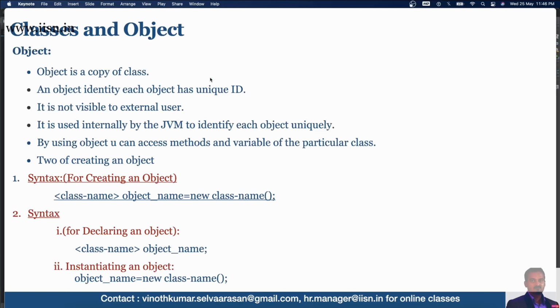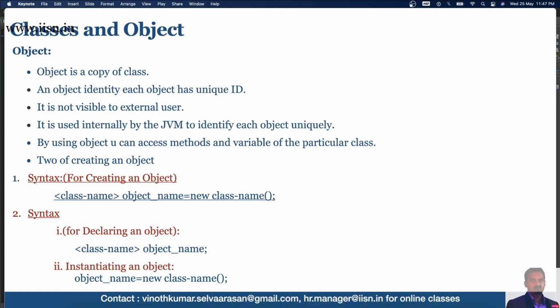As of now we have seen variables, methods, and class syntax, and what classes are. Now we are going to see what an object is. An object is a copy of a class. It holds whatever is available in the class, a copy of it. Each object holds a unique ID, which is used internally by the JVM to identify each object.